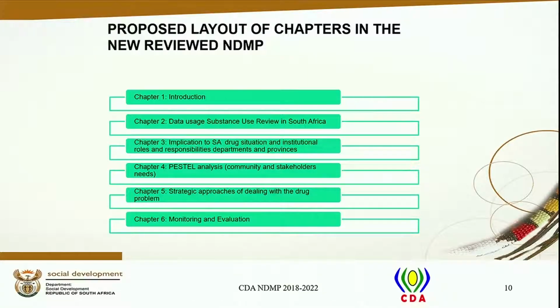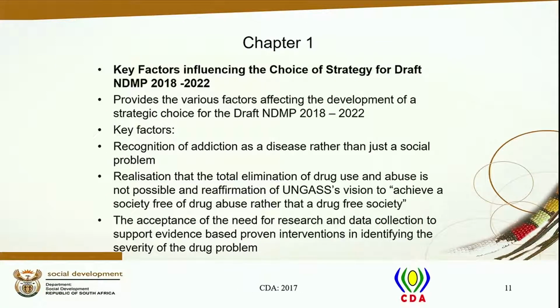So the Drug Master Plan as it stands at the moment in its draft form has 6 chapters. And I'll explain each of the different chapters to you briefly so that you have an understanding of what we are addressing within those chapters. The first one being the key factors influencing the choice of strategy meant that we needed to look at the various factors around substance abuse that have been in place for donkey's years, as long as we can know that it has been around for.